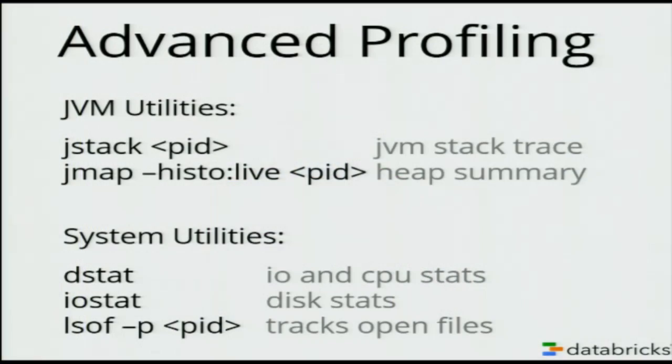So JStack and JMap will give you really quick insight into what's the stack trace of the JVM right now, and what is the current makeup of what's in memory. And there are other utilities like dstat and iostat and lsof, which are OS utilities that give you information about what's going on in the machine. Are you totally utilizing the disks 100%? Is the CPU 100%? You want to see, is there a bottleneck resource in here, and what is it?